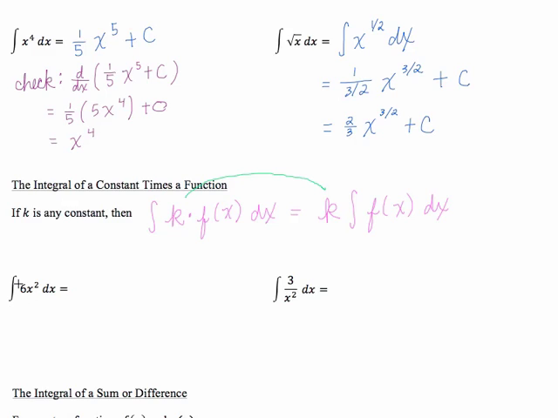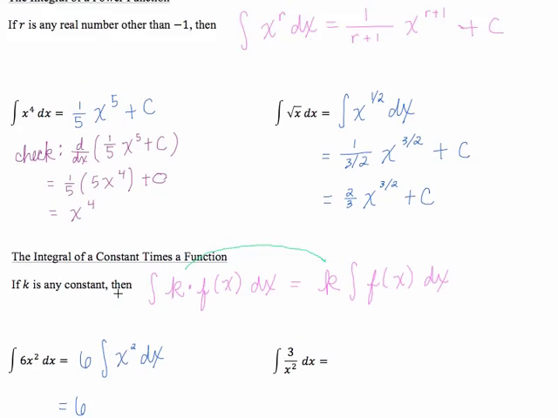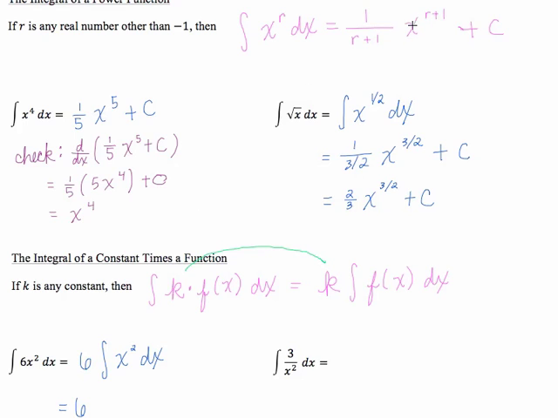Okay, so for this example, we have the integral of 6x squared. So what we can do is bring the 6 out first by this constant rule to get 6 times the integral of x squared, and the 6 just hangs out front. Now the integral of x squared, for that we're going to use this power rule up here.